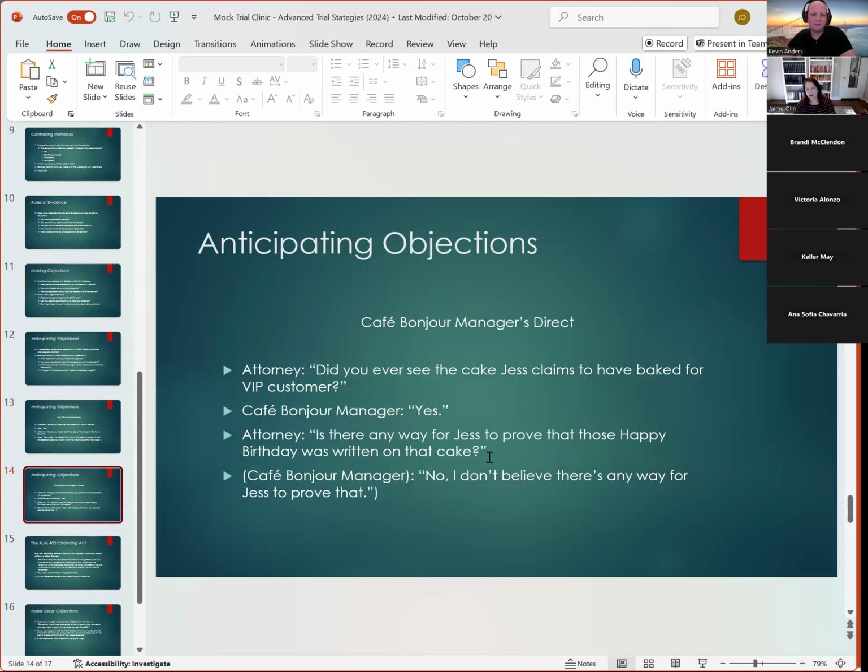Okay, let's look at this other scenario. Let's say that we are on the direct examination of the Cafe Bonjour manager, so we're in the defense case in chief. Cafe Bonjour's manager asks, did you ever see the cake that Jess claims to have baked for the VIP customer? The manager says yes. The attorney asks, is there any way for Jess to prove that happy birthday was written on that cake? So that's the question. Is there any way that Jess can prove that happy birthday was written on the cake? What kind of objection would you make to that question?